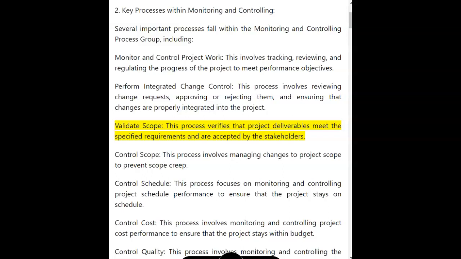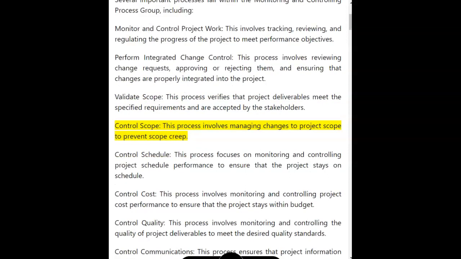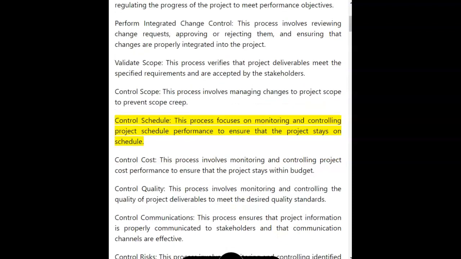Validate scope. This process verifies that project deliverables meet the specified requirements and are accepted by the stakeholders. Control scope. This process involves managing changes to project scope to prevent scope creep. Control schedule. This process focuses on monitoring and controlling project schedule performance to ensure that the project stays on schedule.